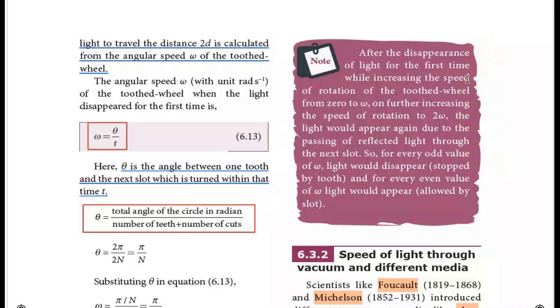Now, after the disappearance of light for the first time, we increase the speed of rotation of the toothed wheel from 0 to omega, and further increasing the speed of rotation to 2 omega, the light would appear again due to the passing of reflected light through the next slot. So for every odd value of omega, light would disappear, stopped by the tooth, and for every even value of omega, light would appear, as it is allowed by the slot.